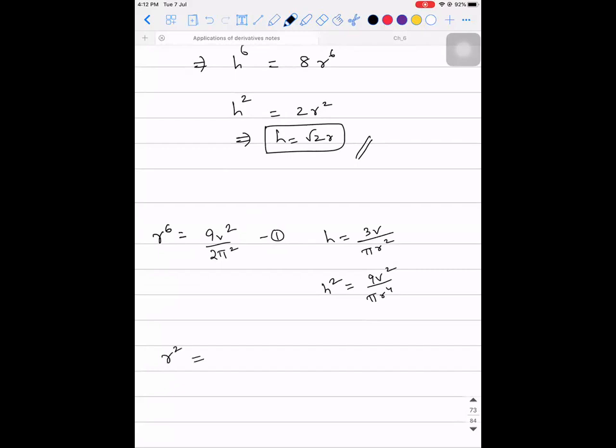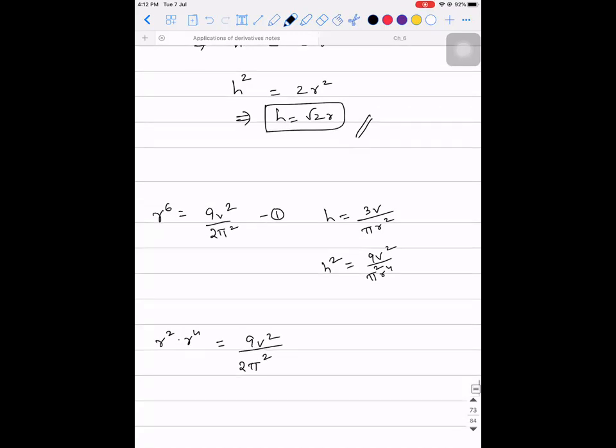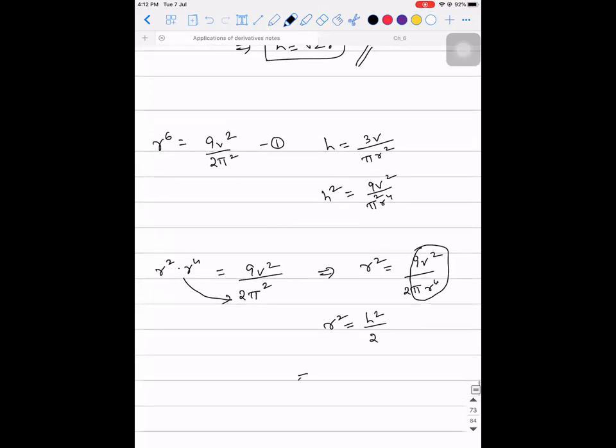So you wanted to split r power 6 as r square into r power 4, so this will be 9v square by 2 pi square. Is that what you did? Yes, sir. Bring r power 4 down. So you will have r square is equal to 9v square by 2 pi square r power 4. This is also a good idea. So 9v square by pi square r power 4 is nothing but h square. So r square is equal to h square by 2. Yeah, that's also right. So h is equal to root 2 times r.